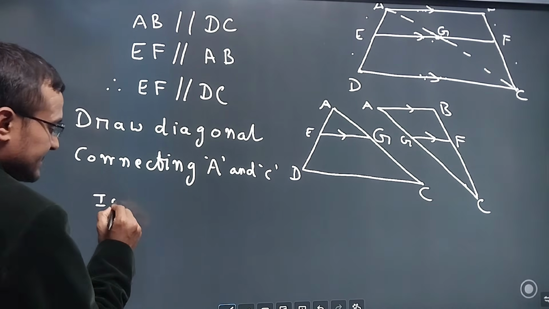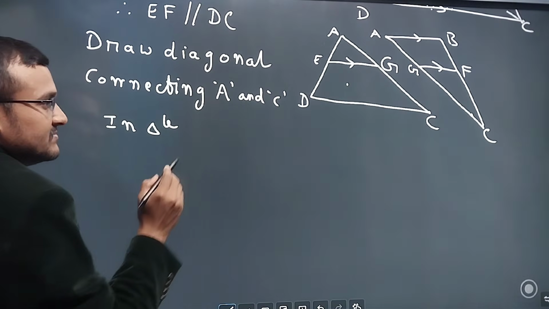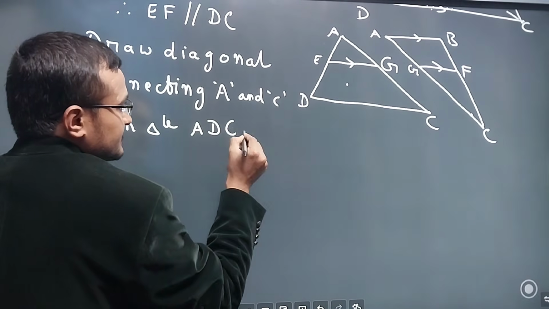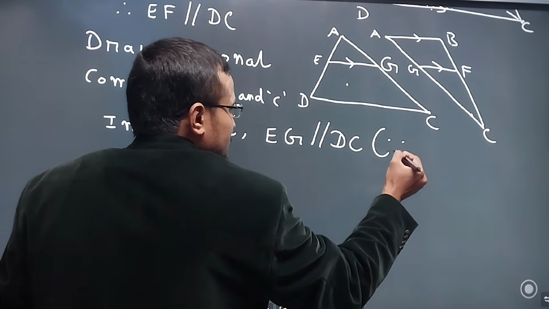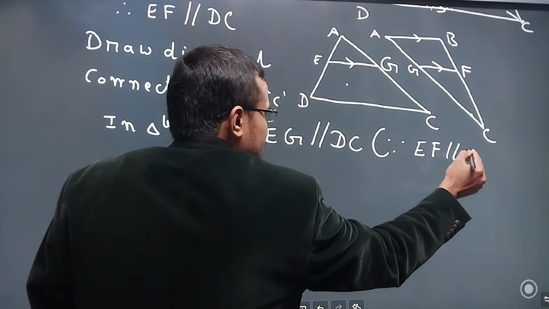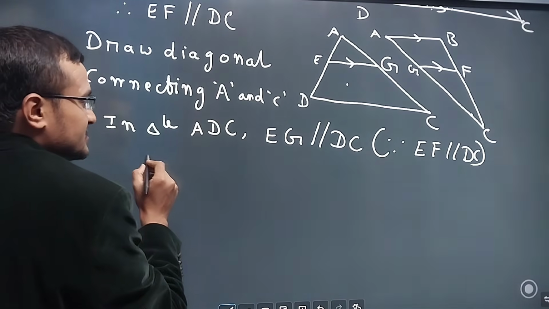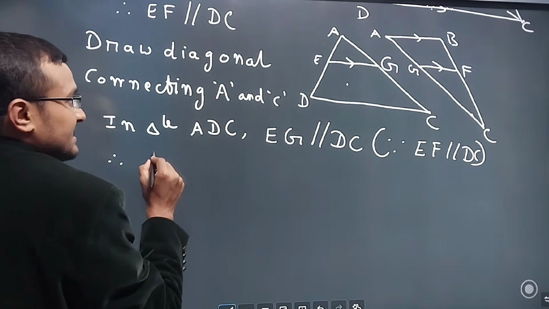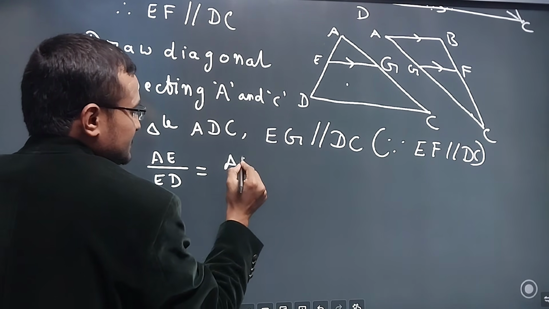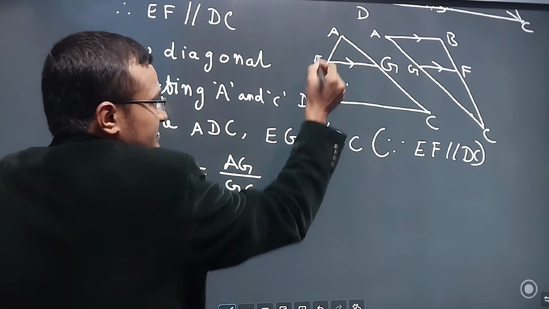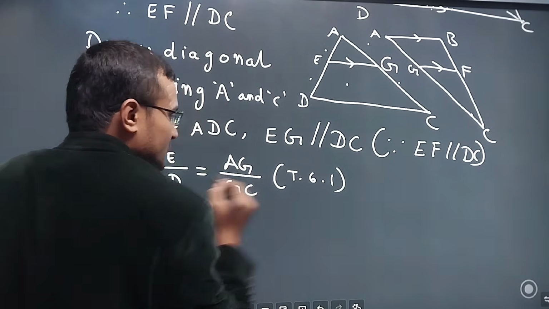First we will consider the first triangle, that is ADC. In triangle ADC, EG is parallel to DC. This is because EF is parallel to DC. Since EF is parallel to DC, EG is parallel to DC. Since EG is parallel to DC, therefore AE by ED is equal to AG by GC. This is according to theorem 6.1.